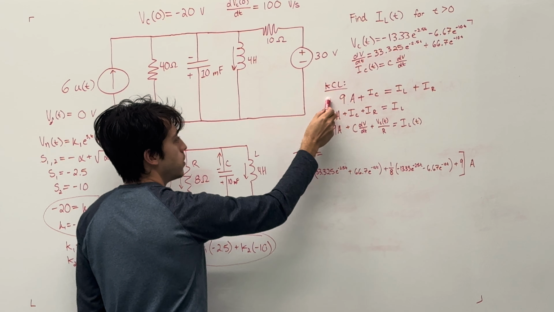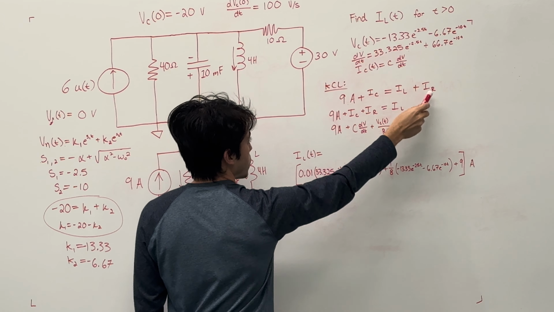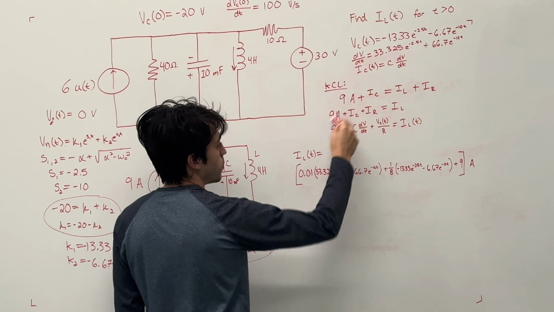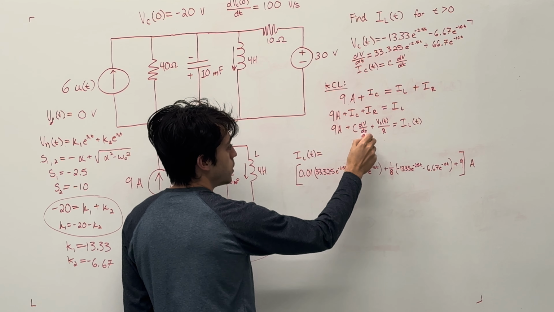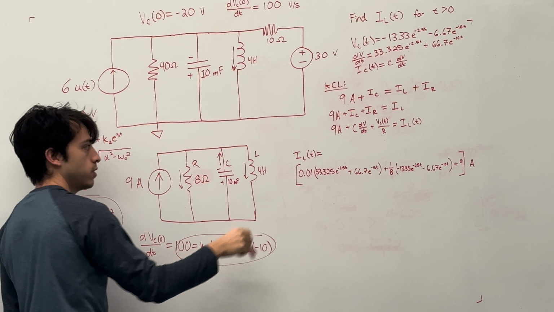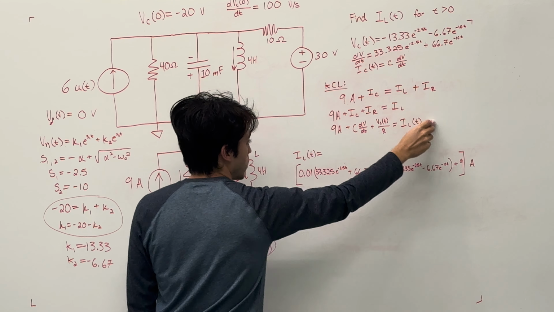So that leaves us with this KCL here: 9 amps plus the current going through the capacitor equals the current going through the inductor plus the current of the resistor. So we rearrange that, we find that 9 plus C dV/dt, this is IC, plus VC of t over R, this is the current going through the resistor, is V over R, equals IL of t. That's what we're trying to solve for.